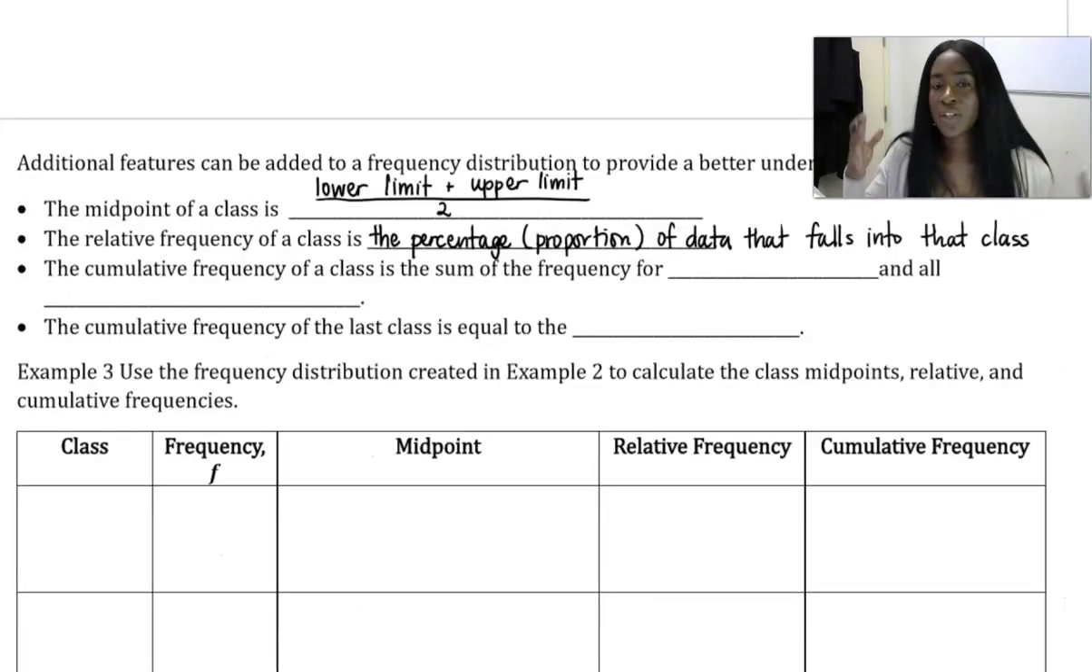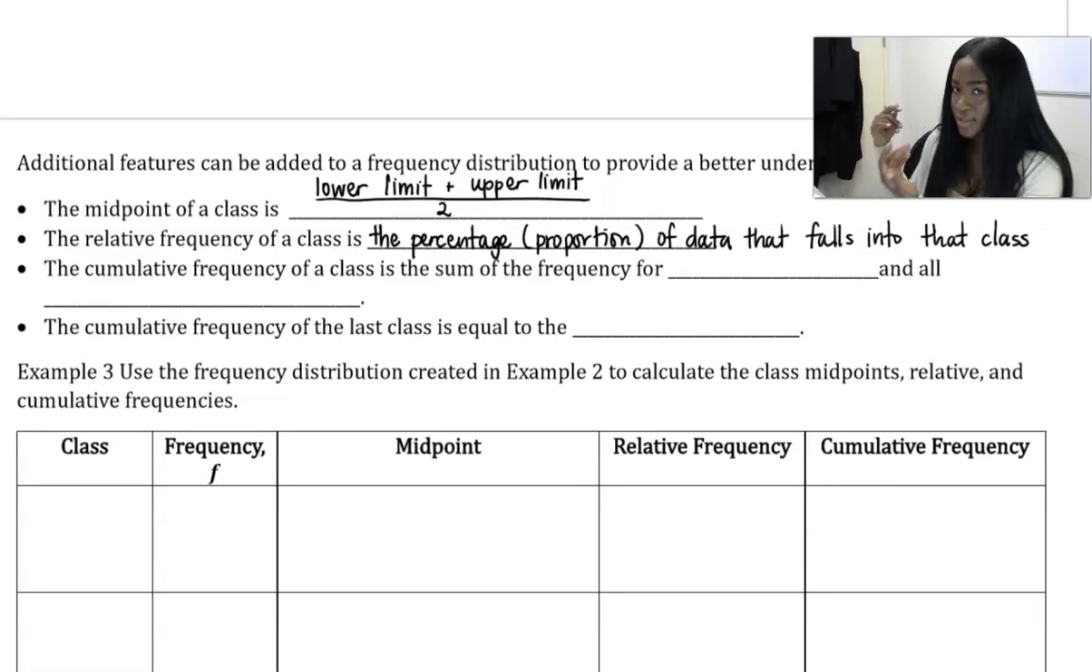So for example, say that you break your data up into classes and 50% of the data is in the second class, then the relative frequency of the second class would be 50% or 0.5. That's why I'm saying percentage or proportion.